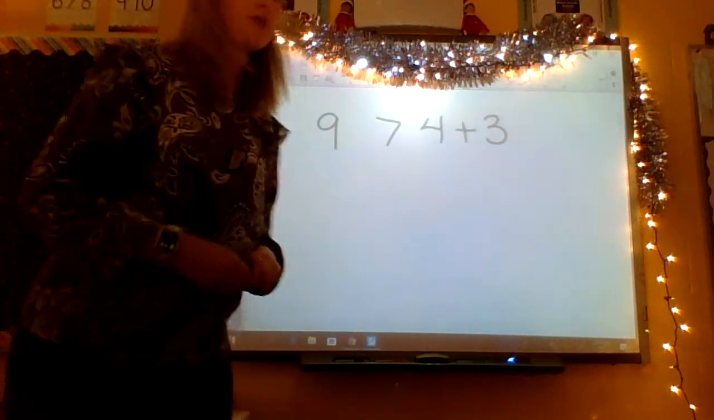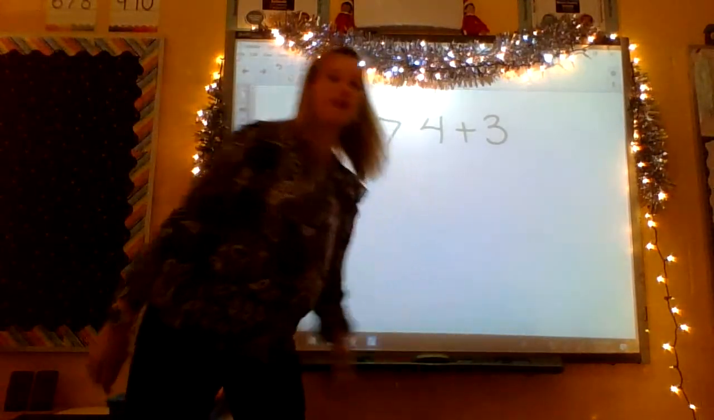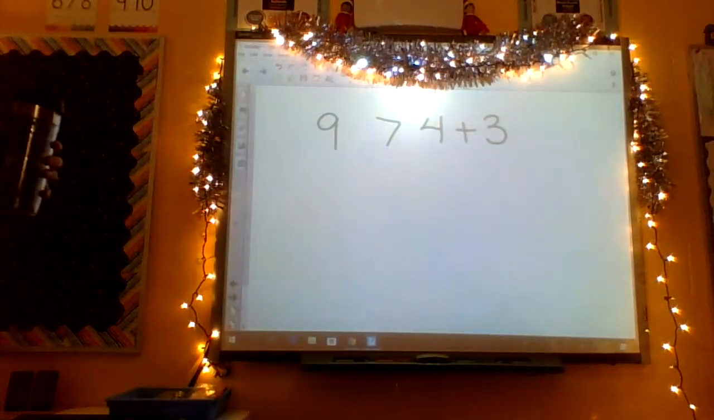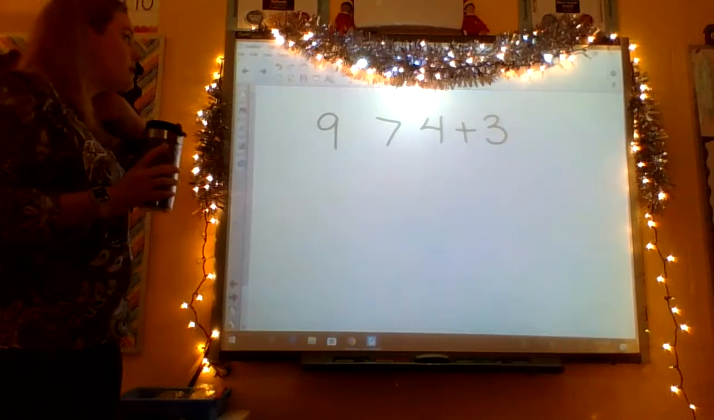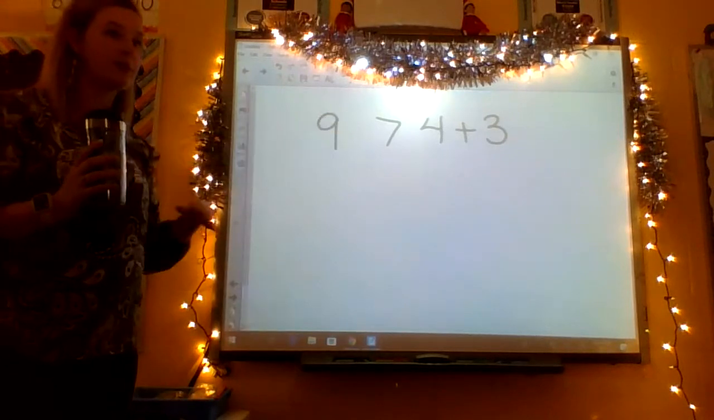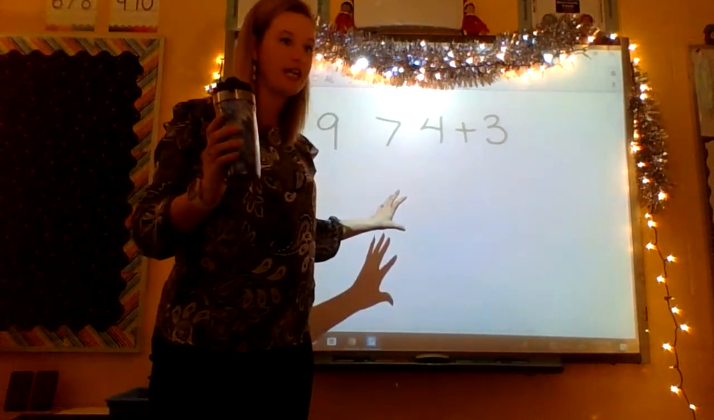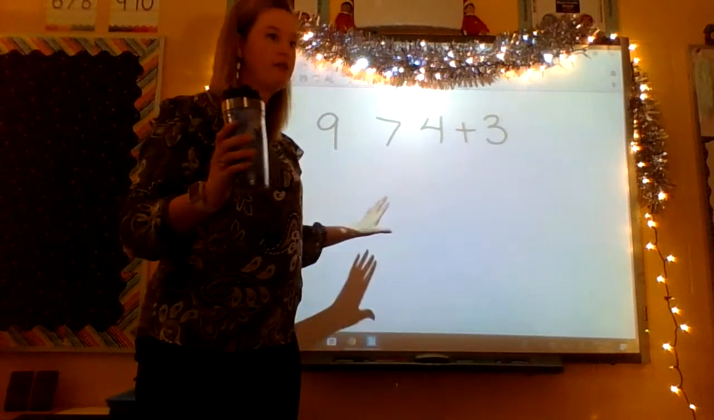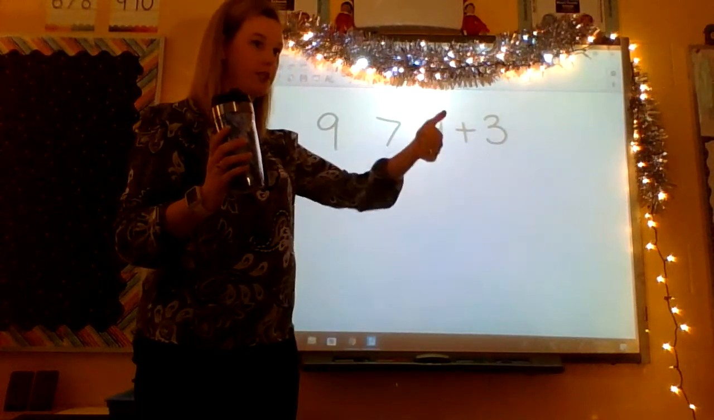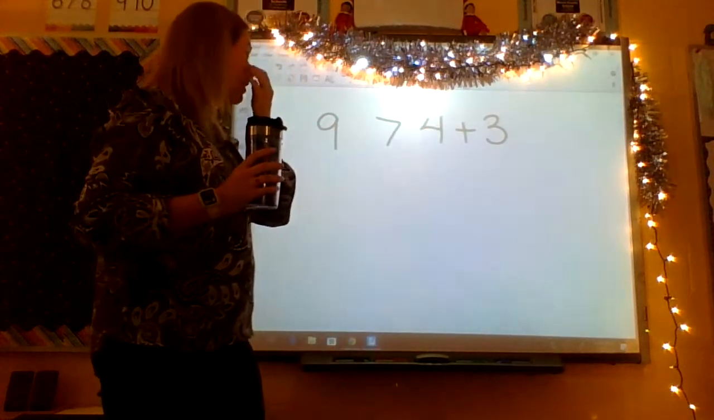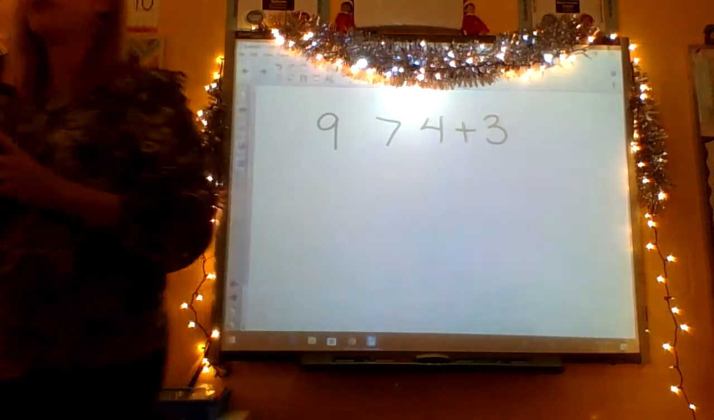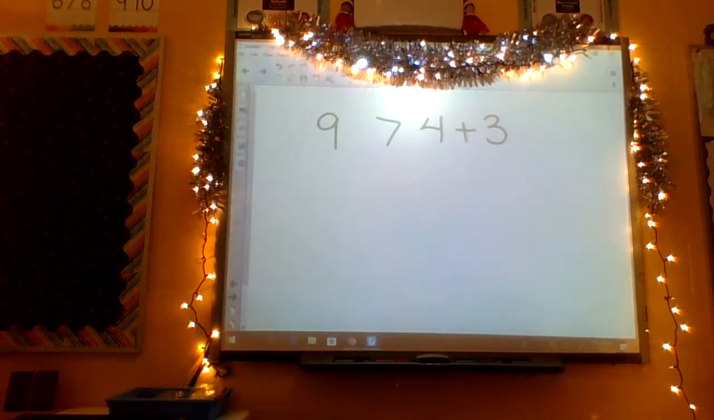I want everyone to write down this number sentence for me. Nothing hard. Okay? So 9 is greater than 4 plus 3. But do you see how we have to solve both sides first? We got to solve both sides before we can determine if it's true or false. So I want you to write down this number sentence. 9 is greater than 4 plus 3.